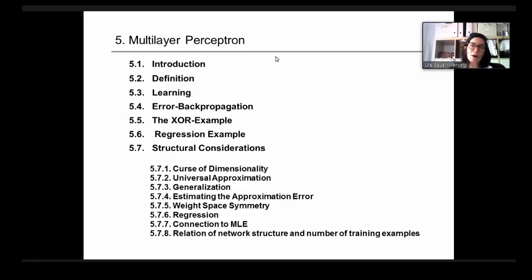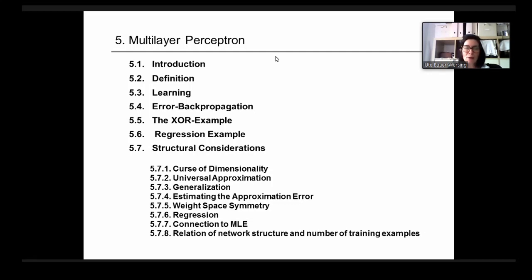Now in chapter 5, we move on to the famous multi-layer perceptrons, which is basically the basics of all these more complex feed-forward networks that are used in the community. So this is getting now a bit more complicated.